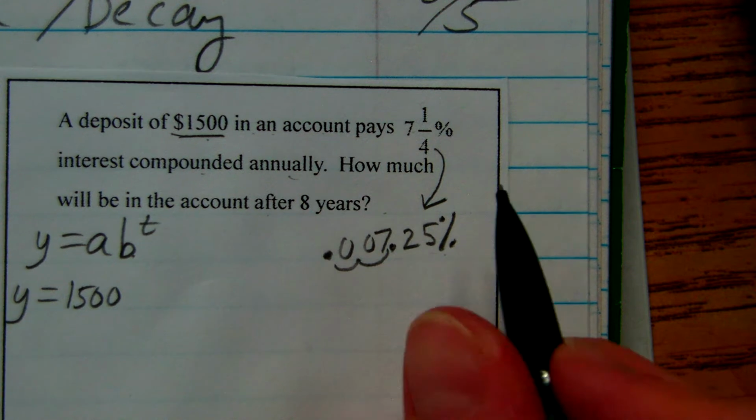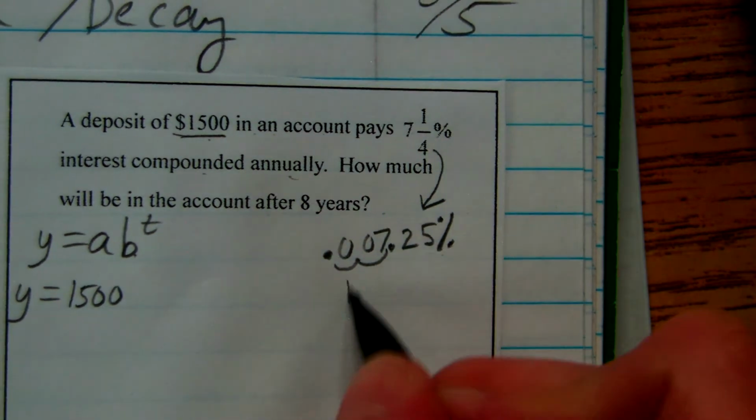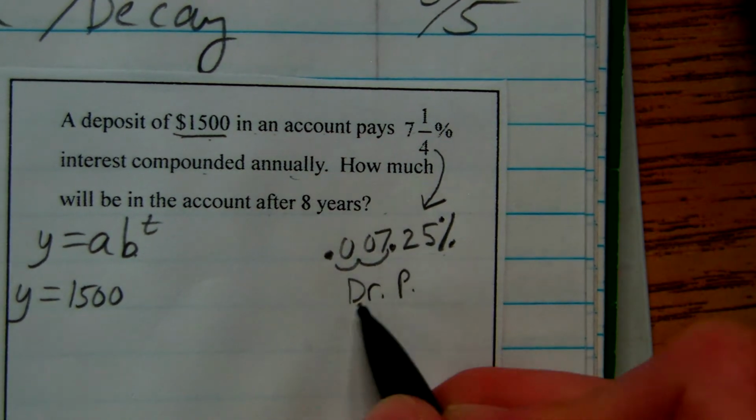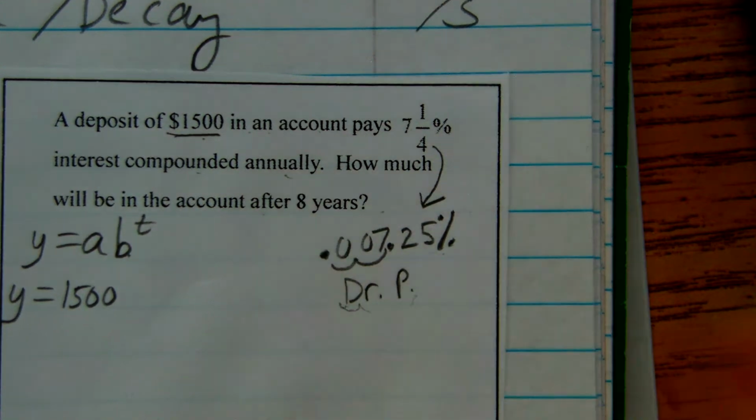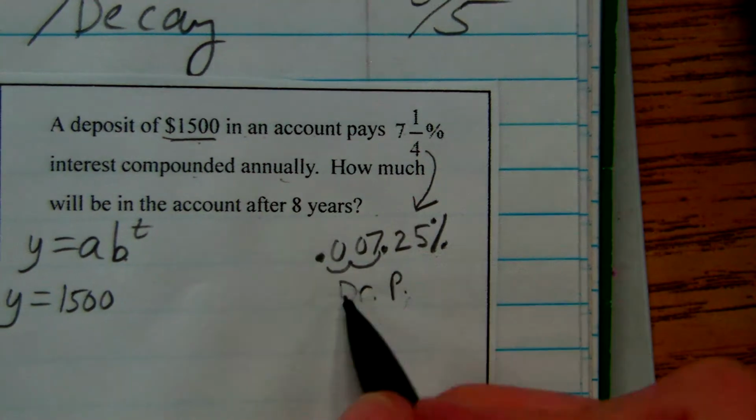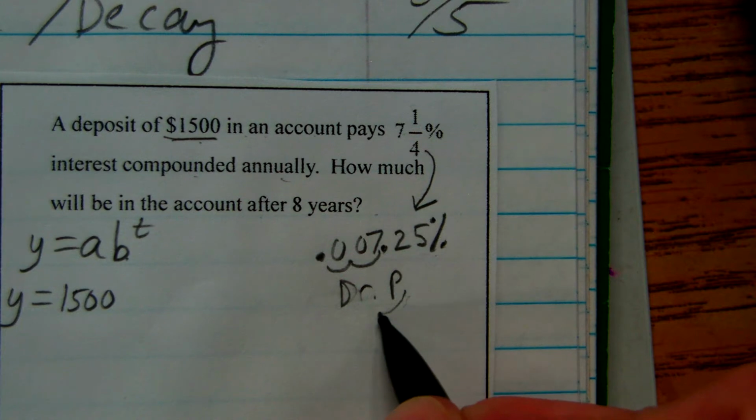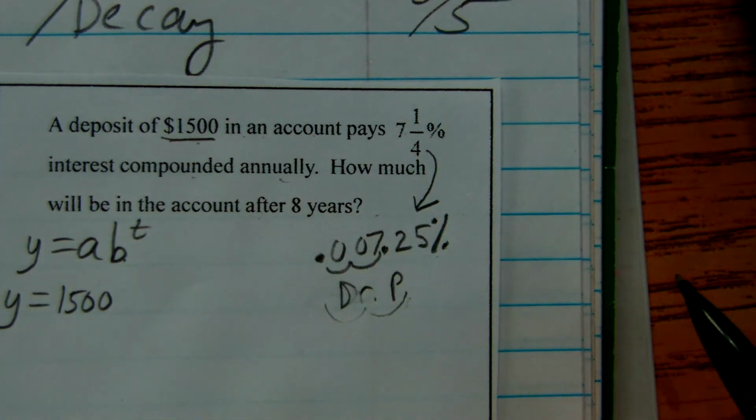Wait, what was the Dr. Pepper thing? Okay, so Dr. Pepper, if you're going from decimals to percents, you go 2 places this way. If you're going from percents to decimals, you go back 2 places this way.